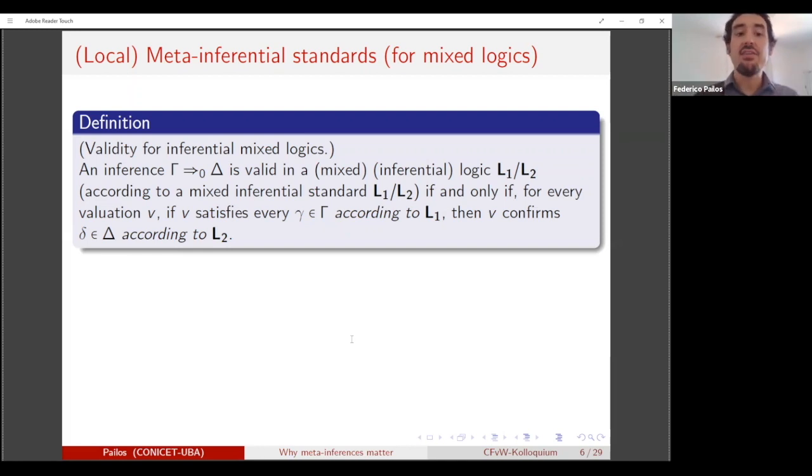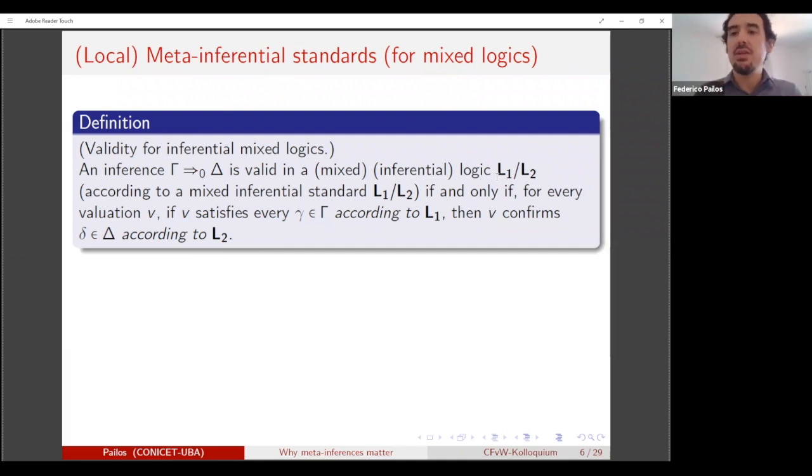When is an inference valid in a mixed logic? A mixed logic is one that can be characterized using two standards, one for premises and one for conclusions. So an inference is valid in a mixed logic L1, L2, if and only if every evaluation that satisfies every premise according to the standard L1 satisfies the conclusion according to L2. Here, in the inferential case, L1 and L2 are sets of truth values.